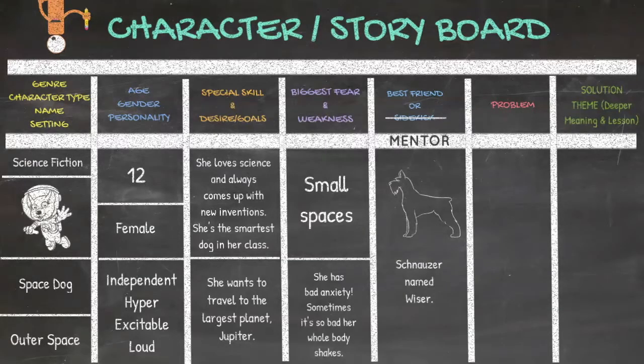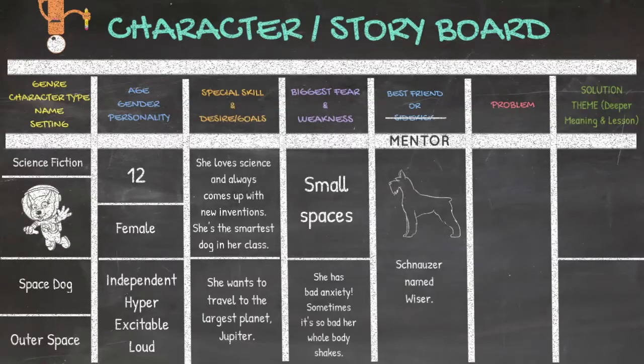Now, these last two columns, I would love for you to fill out on your own, but I'm going to guide you through what you're going to want to include in the problem column and in the solution theme column. When creating the character's problem, you're going to want to think about maybe something that could go wrong on her trip to Jupiter. Now, when coming up with the problem, you want to make sure that you develop it and you spend time coming up with ideas that could maybe lead to even bigger problems, because you don't want to solve it too fast. That means the story is going to be over. But don't forget about some of the internal problems that we've already developed for this character. We know that she has anxiety and she's afraid of small spaces. So be sure to find a way to put that into the story's problem as well.